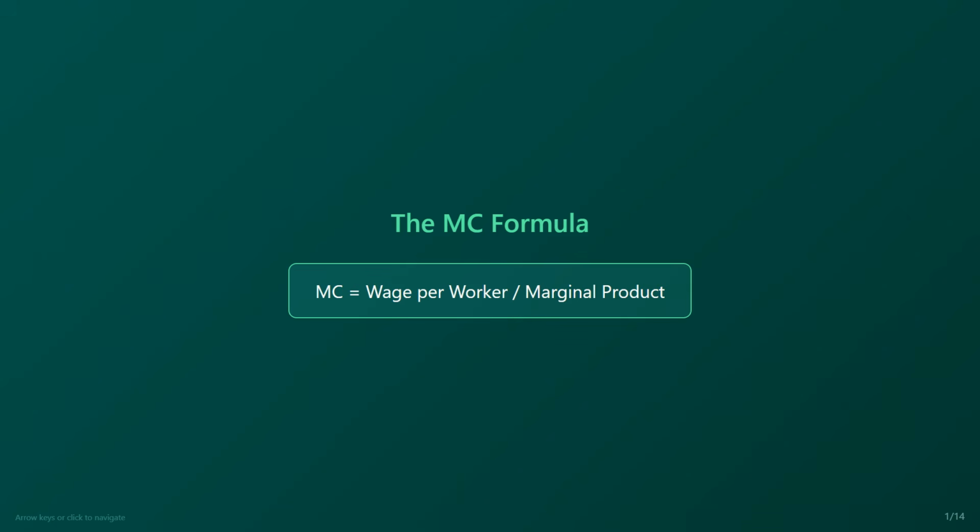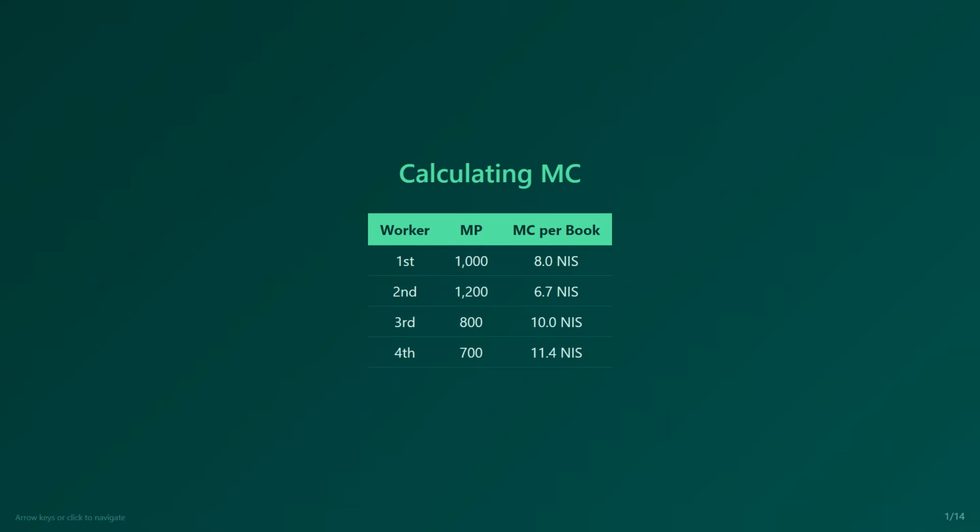For the second worker, 8,000 divided by 1,200 equals 6.7 shekels per book. For the third worker, 8,000 divided by 800 equals 10 shekels per book. And for the fourth worker, 8,000 divided by 700 equals 11.4 shekels per book. What do we observe? At first, when the marginal product was rising, the marginal cost per unit actually fell, from 8 shekels down to 6.7 shekels.